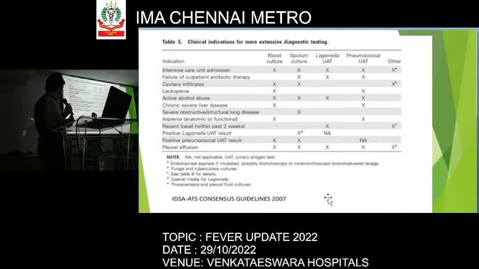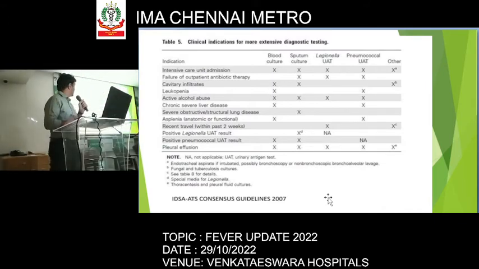In the case of leukopenia, blood culture is very important, followed by pneumococcal antigen. In active alcohol abuse, we do blood culture, sputum culture, Legionella, and pneumococcal testing. In severe obstructive lung disease, sputum culture should give us a clue for diagnosis. In the case of pleural effusion, we look for blood culture and sputum culture, and along with this we do a thoracentesis and send pleural fluid for culture for analysis of the causative organisms.